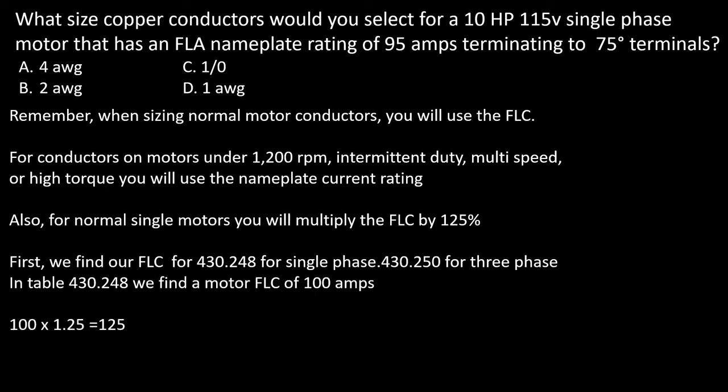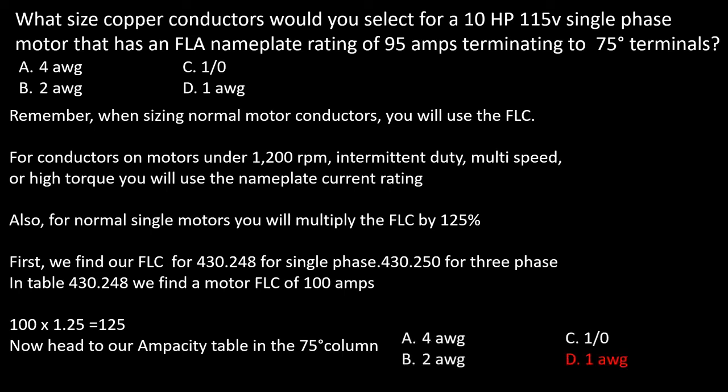Now we have to take that 100 amps and we're going to multiply it by 1.25, and that's going to give us 125. Now we head to our primary ampacity table, and again we're back in the 75 degree C column for copper. We're going to come down until we find a wire that is large enough to handle our 125 amps, and we're going to select D.